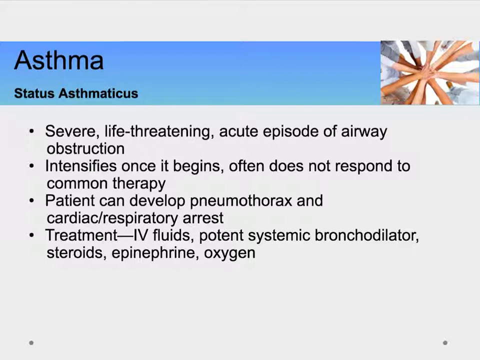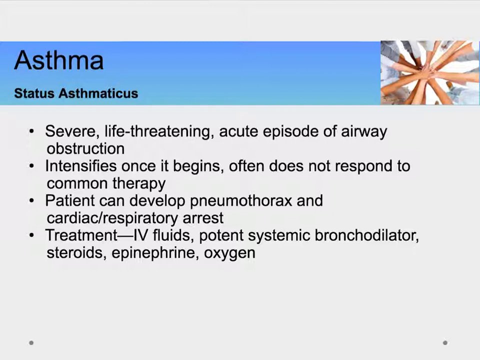Patient arrives in the ED, extremely labored breathing and wheezing. That's that stridor, when you hear that high-pitched whistling sound outside the door. You don't even have to use your stethoscope. That is a patient who's having a severe asthma attack, status asthmaticus.